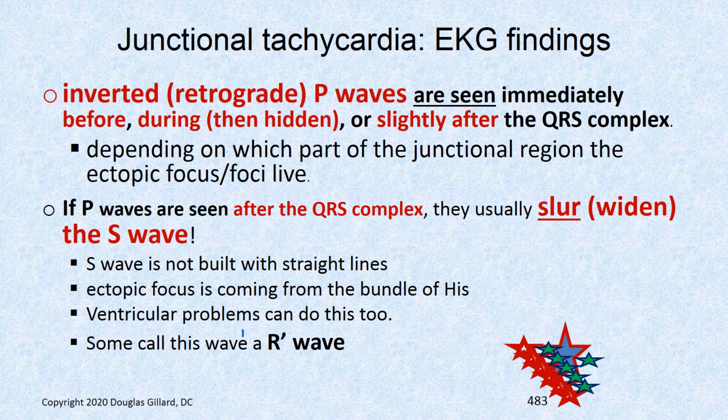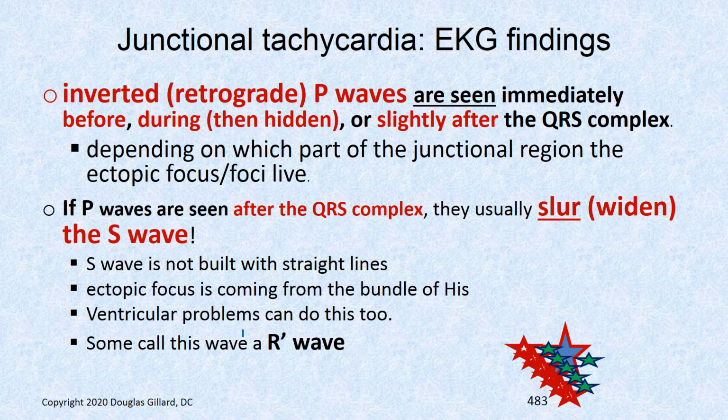What about the P wave? It's going to be inverted, right? Because the ectopic focus is in the junctional region. That means the P wave is always inverted, right? So it could come immediately before, might be hidden by, or might come after the QRS complex, just like when we talked about PJC, same kind of deal there. If the P waves are seen after the QRS complex, where does that mean the ectopic focus is?